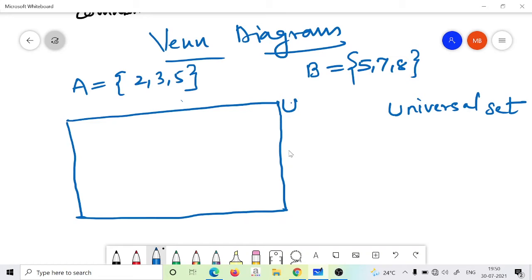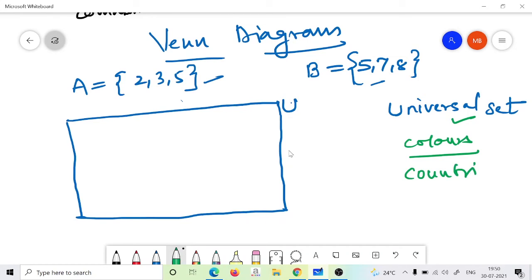Since we are talking about, say, natural numbers here, the universal set will be the set of all natural numbers. Suppose if you are talking about, say, colors, the universal set will be the set of all colors. If you're talking about countries, the universal set will be the set of all countries. So depending on the question, depending upon the situation, the universal set will keep on changing. So here we are talking about natural numbers 2, 3, 5, 5, 7, and 8. So the universal set is the set of all natural numbers.